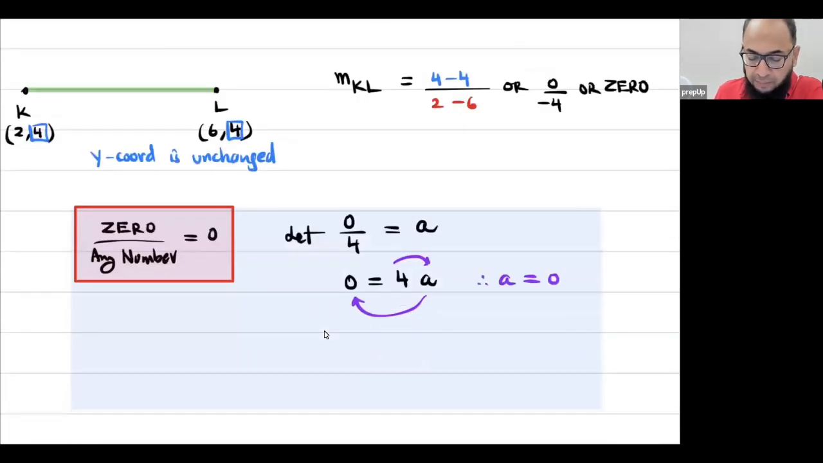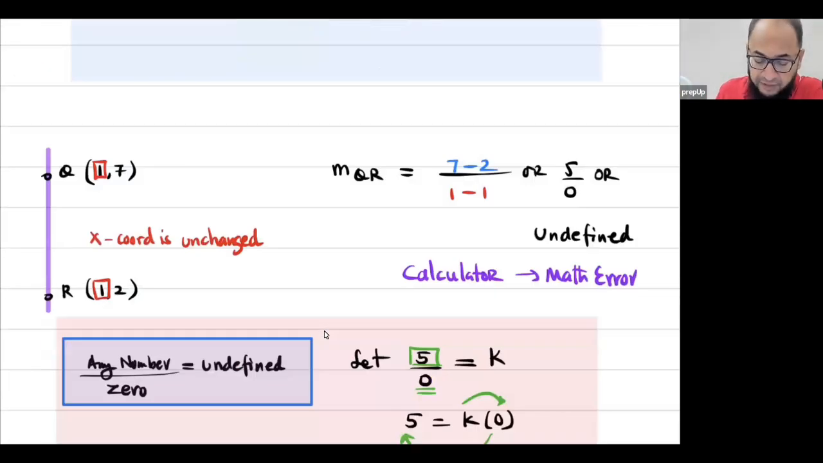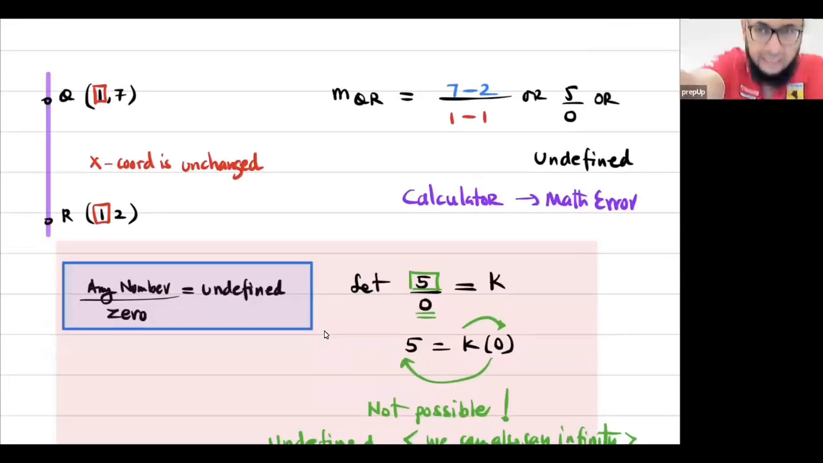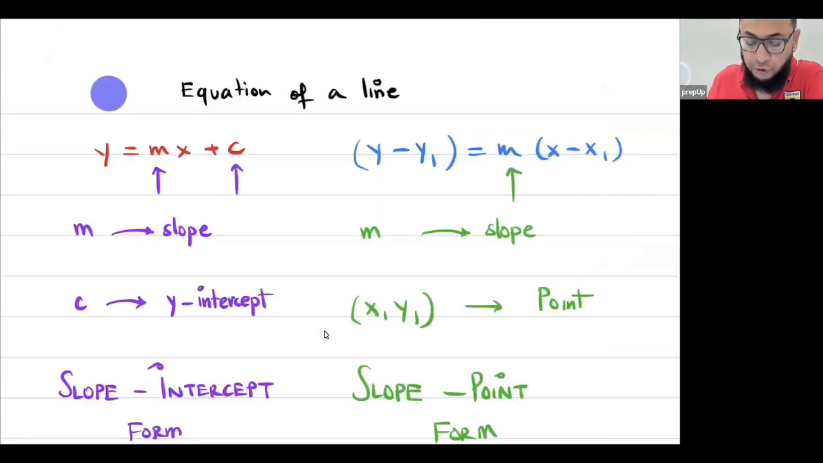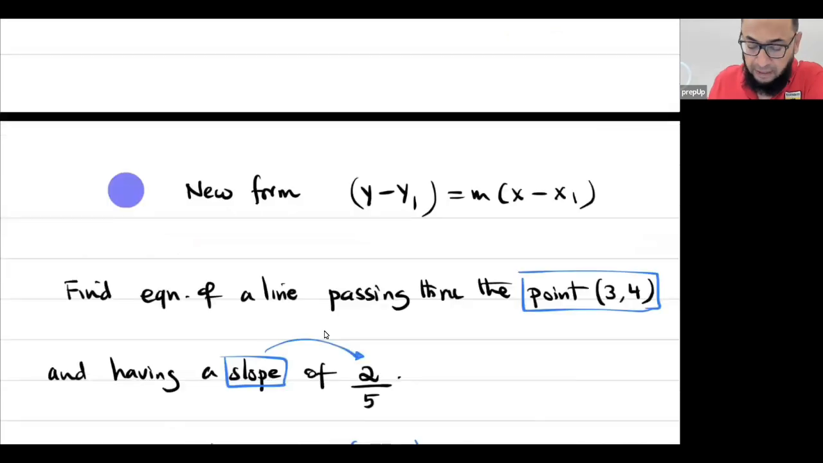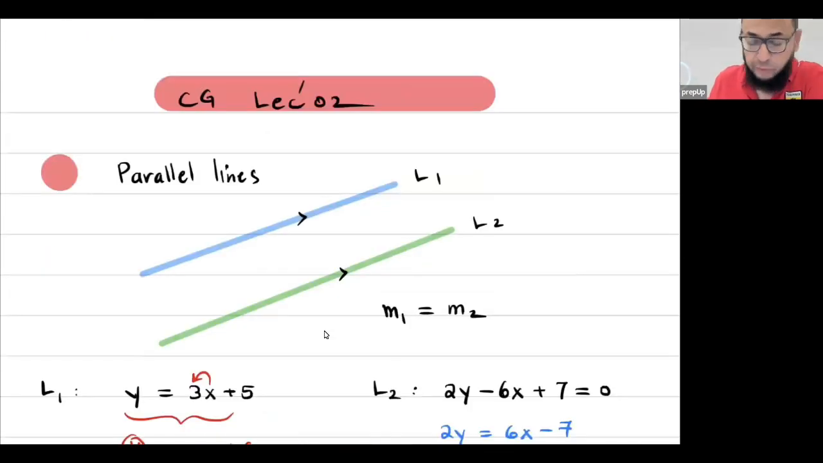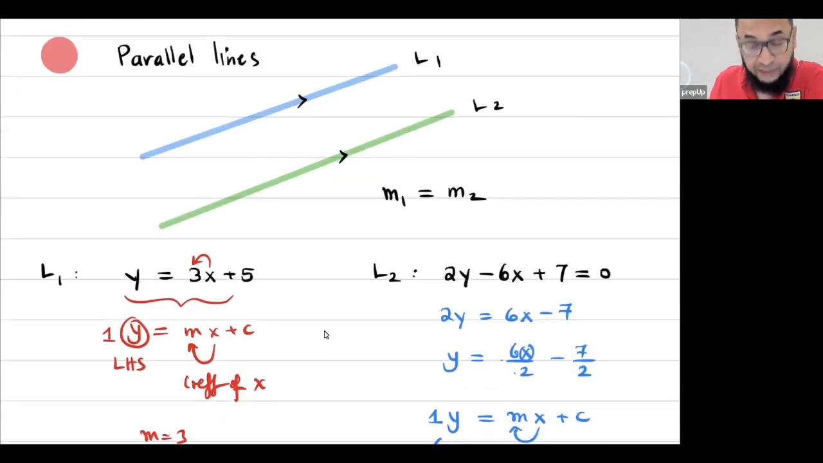And then we talked about why, if there is a horizontal line which is parallel to the x-axis, the gradient is 0. We talked about why, if it's a perpendicular line, the gradient is undefined. We talked about the different formats of the equation of a line. And then we calculated the equation of a line in different formats. That was lecture 1.